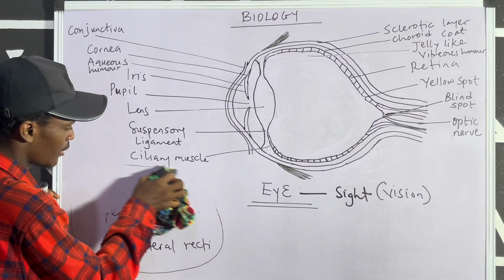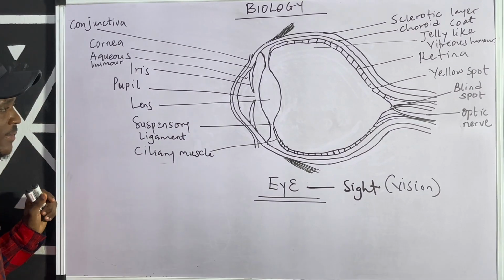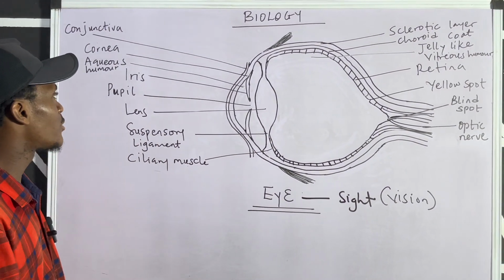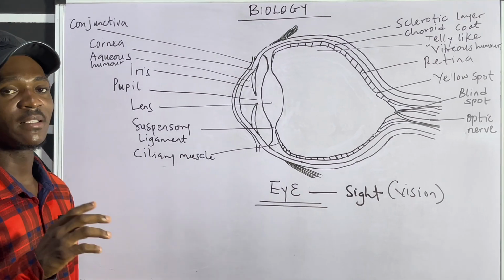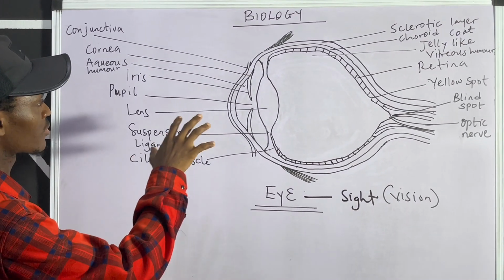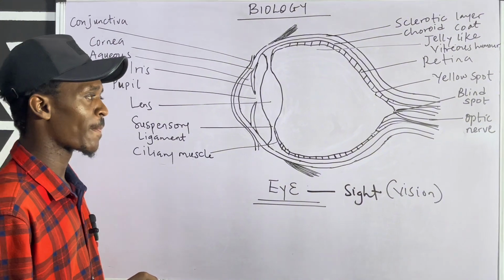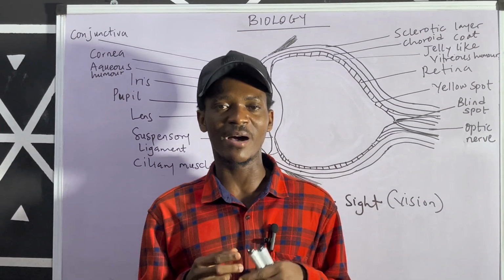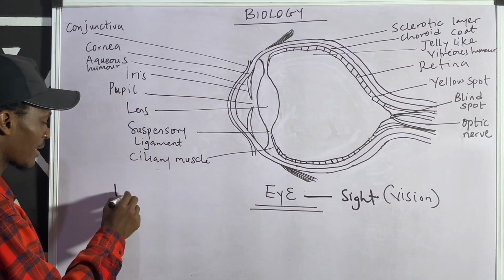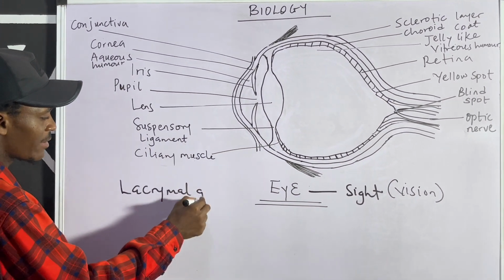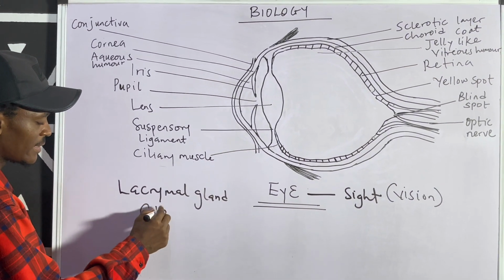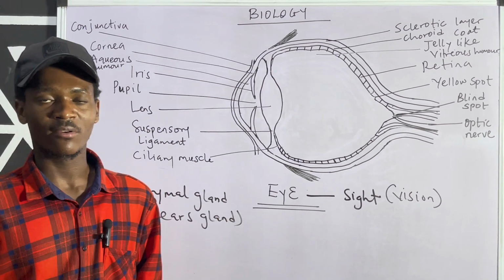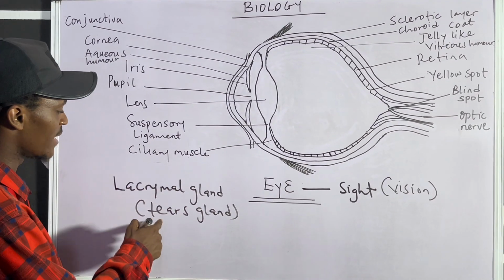So on the board, we are having the different parts that make up the eyes. Now we are going to carefully look at them and look at the layers of the eyes as well as the functions of these different parts. But mind you, somewhere around the upper eyelid is where you have your lacrimal gland. When we hear lacrimal gland, what should come to your mind? Lacrimal gland is also called the tears gland. So basically, this gland helps in the secretion or the production of tears.